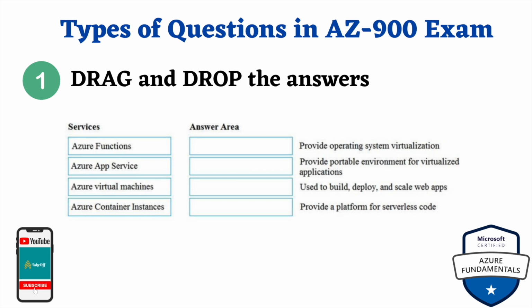There are 4 different types of questions that you can expect in your AZ-900 exam. The first pattern is drag and drop. So here, you are expected to drag this service to the correct answer. For example, Azure Functions. So Azure Functions is a platform for the serverless code. So we are expected to drag the Azure Functions to this. And the same goes with these 3 services as well. Now let's move on to the next pattern.